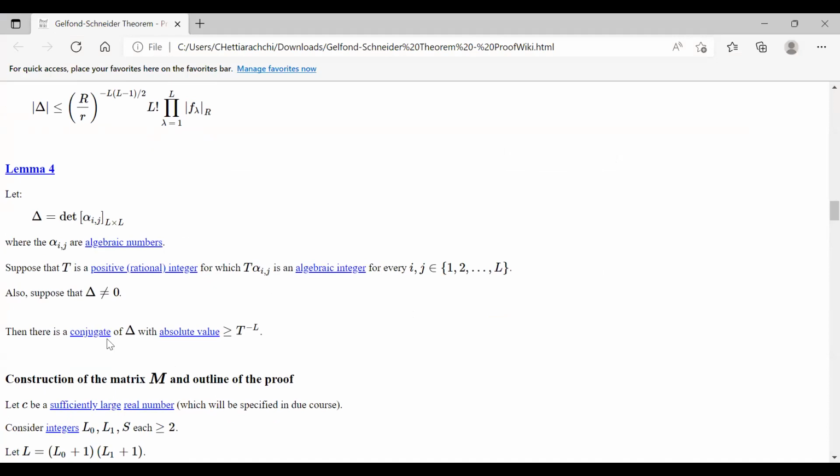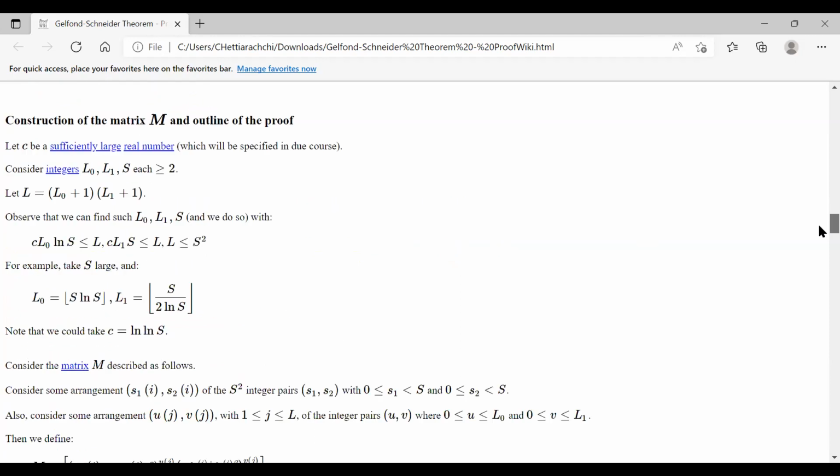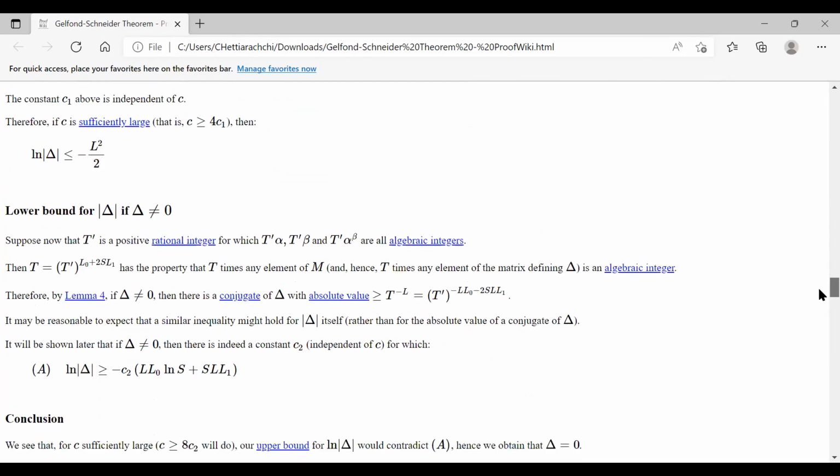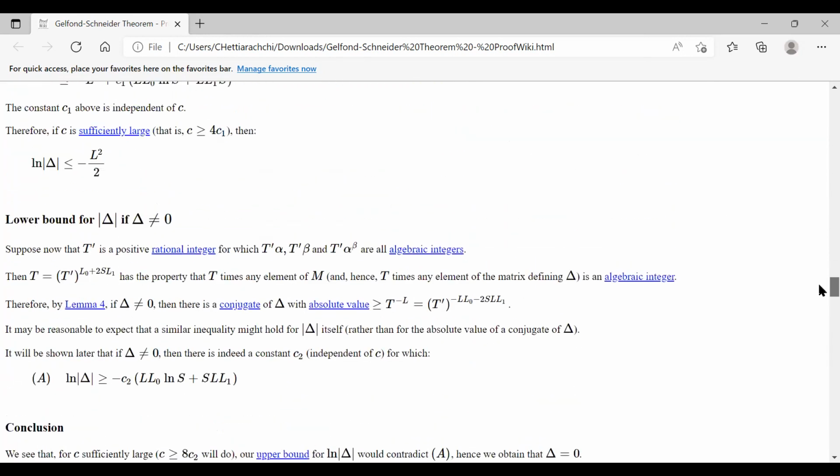So now we can apply the lemma. That means there is a conjugate of delta with absolute value greater than or equal to t to the minus L. Okay, so we're going to apply the lemma right here. Therefore by lemma 4, if the determinant is non-zero, there's a conjugate of delta with absolute value t to the minus L, and t is going to be t prime L1, you multiply it by L0 plus 2s L1. This is what you get.